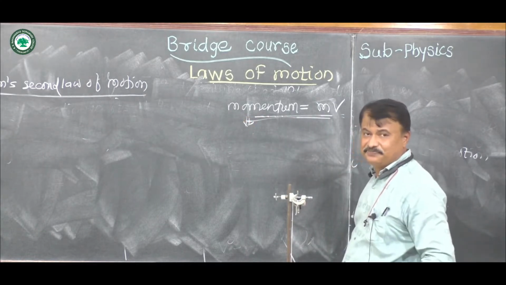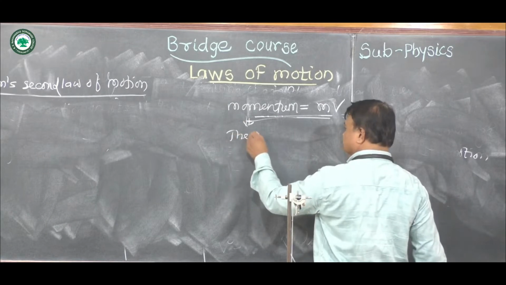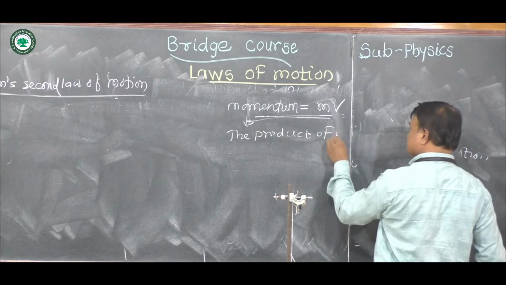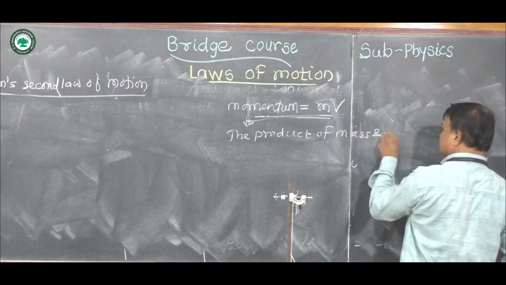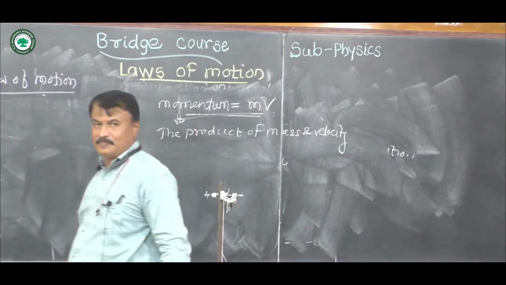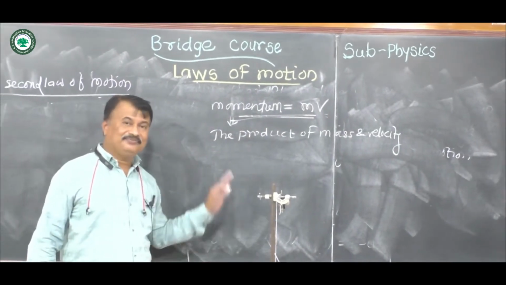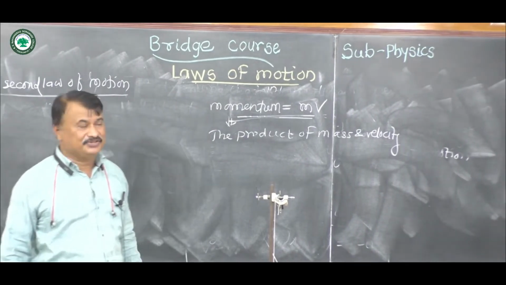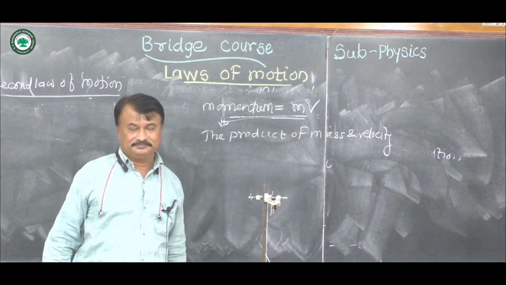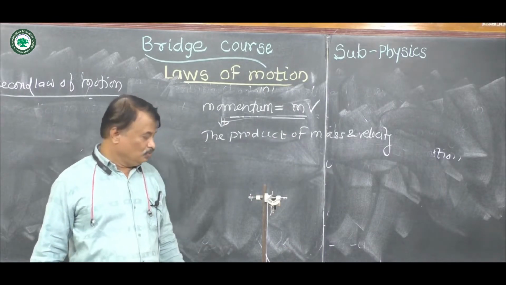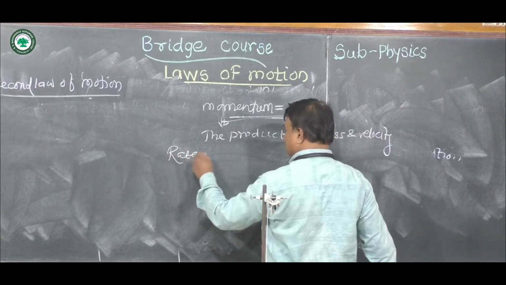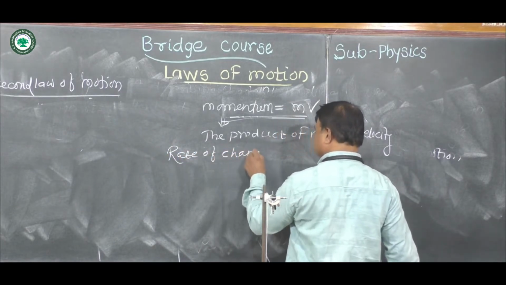A very simple definition: the product of mass and velocity of a body is called momentum. Regarding this formula, we can define momentum. Momentum means the product of mass and velocity. Now, what about the rate of change of momentum?